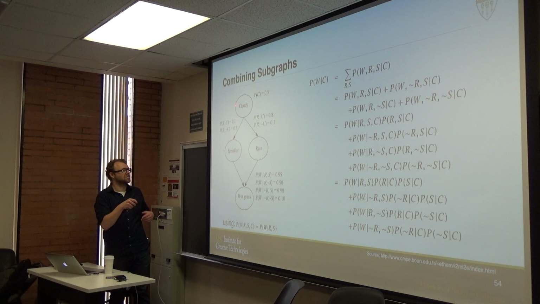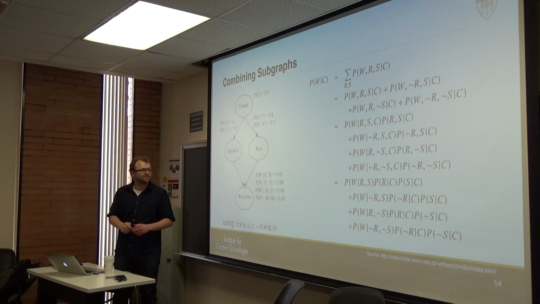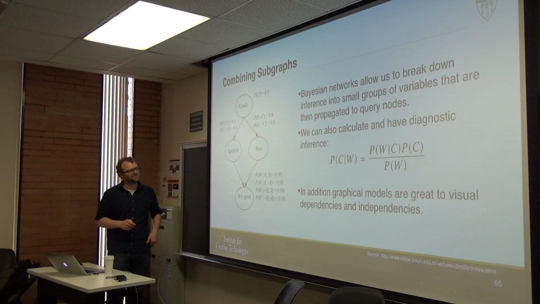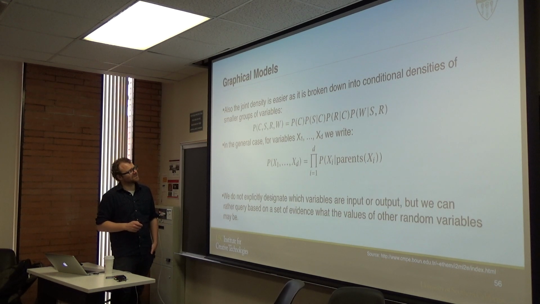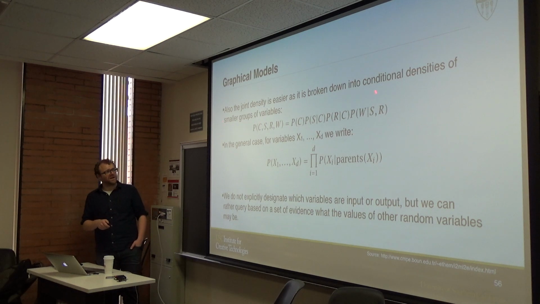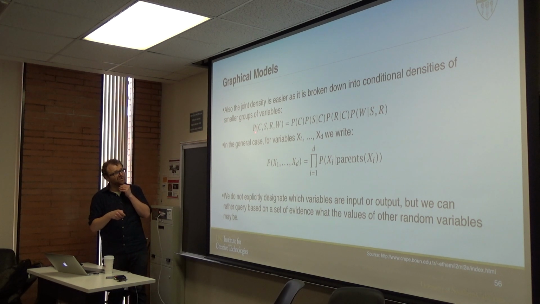And we could also go, obviously, the other way around, from cloudy down to wet grass over sprinkler and rain. All right. Very good. So in general, this is the joint distribution, or joint density, for the four-variable example, where cloudy doesn't have any parents, sprinkler has cloudy as a parent, rain has cloudy as a parent, but wet grass has both sprinkler and rain as parents.